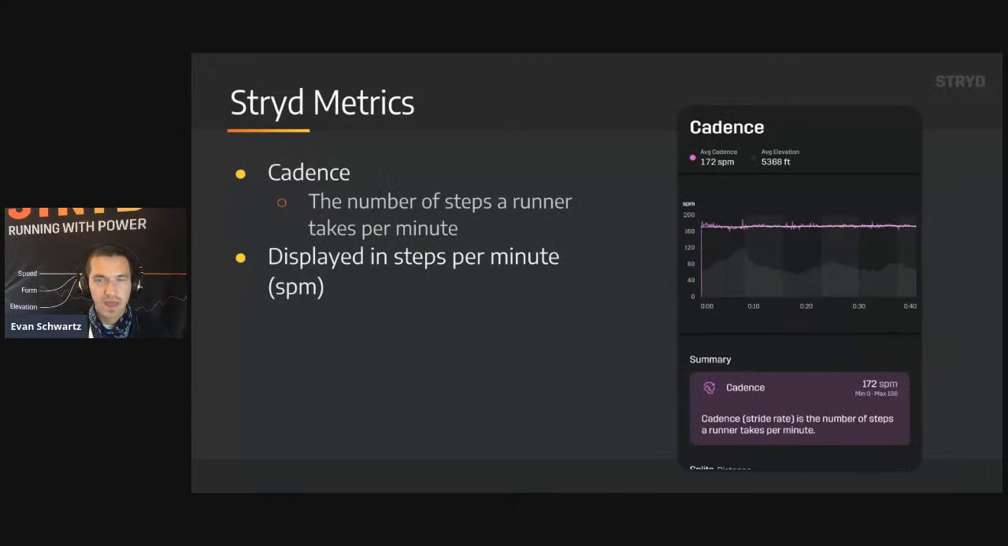The next one that you'll be familiar with is cadence, which is the number of steps a runner takes per minute. It's displayed in steps per minute, or SPM. And this is one that there's not a lot of variability to. Typically, we'll see most people between 150 all the way up to about 200. But really, for each runner, there isn't a ton of variety unless the grade you're running on is changing in an extreme way, or the speed you're running and the power you're outputting changes in a semi-extreme way.